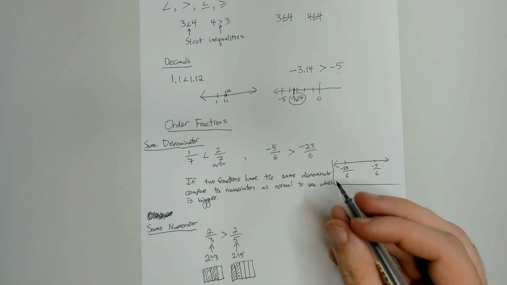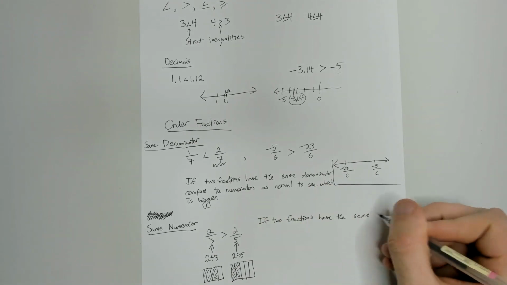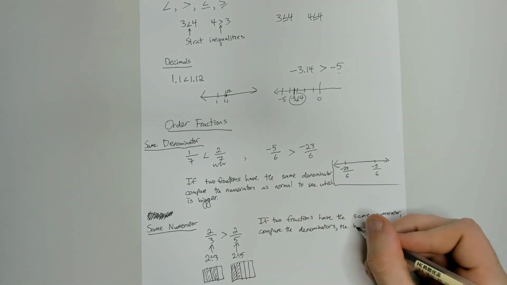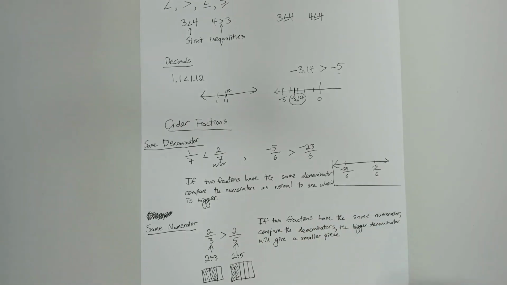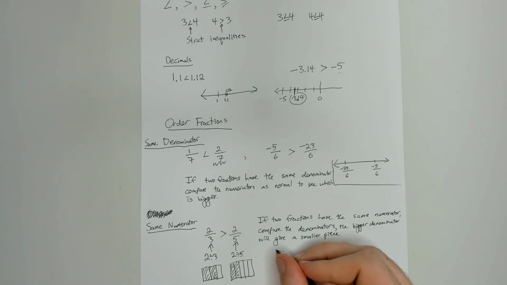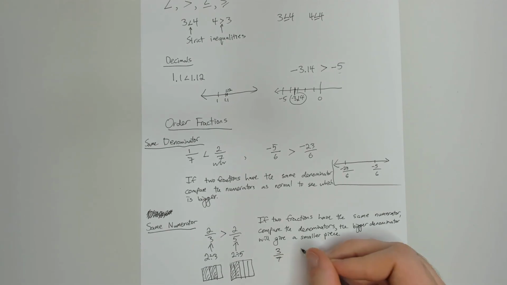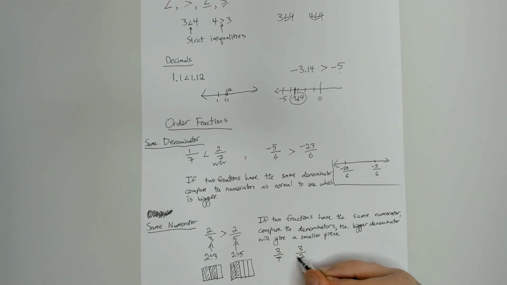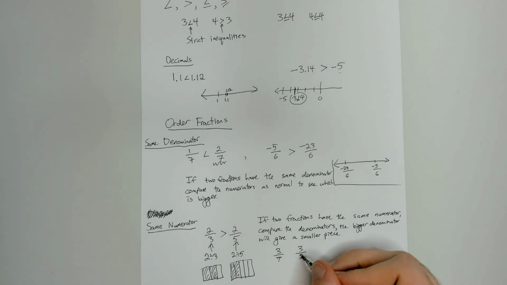So we can write down that rule as well. If two fractions have the same numerator, compare their denominators, and the bigger denominator will give smaller pieces, right? Another example, let's do 3/7 versus 3/2. 2 is the smaller denominator, so these pieces are going to be bigger, so 3/7 has to be smaller than 3/2.